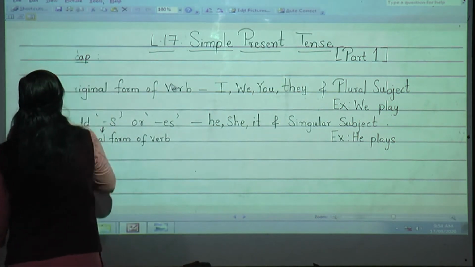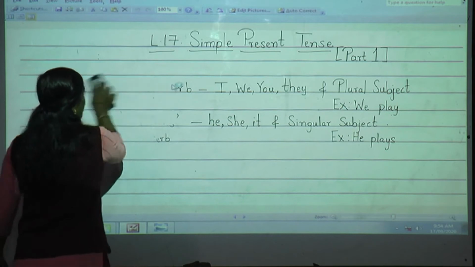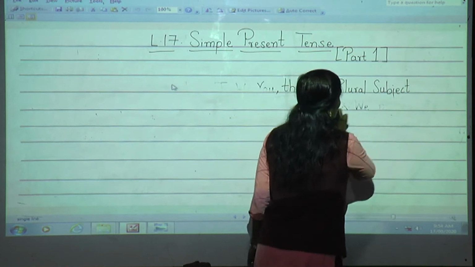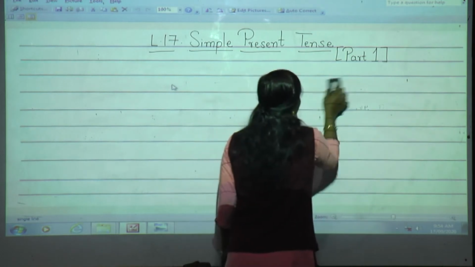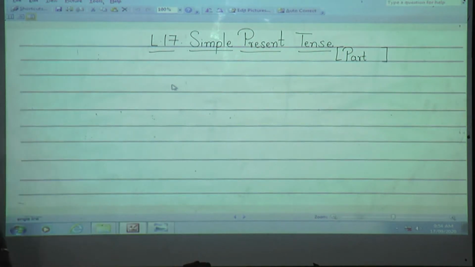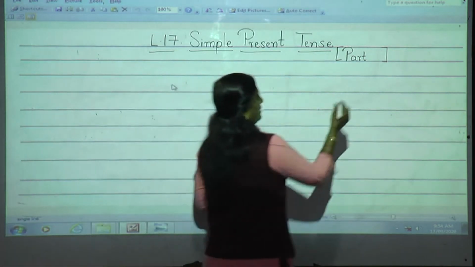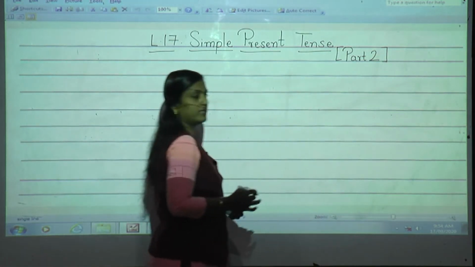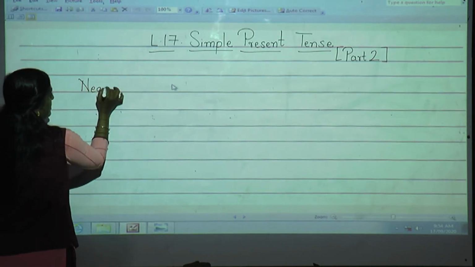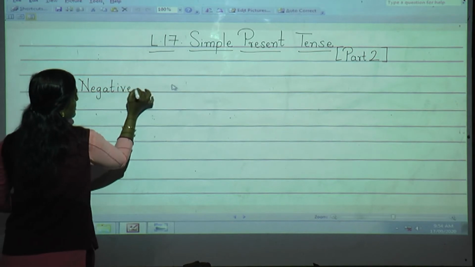So today we are going to continue the same lesson, that is part 2. Are you ready, students? I hope you have opened your grammar book, page number 57. Now you can come to page number 59 today, which I am going to teach you, that is part 2. In this what are we going to learn, students? Yes, first is negative sentences in simple present tense.